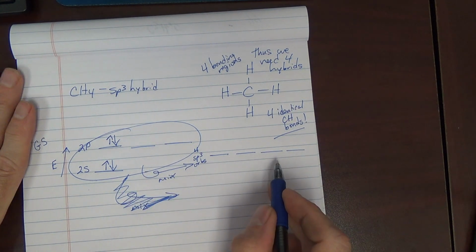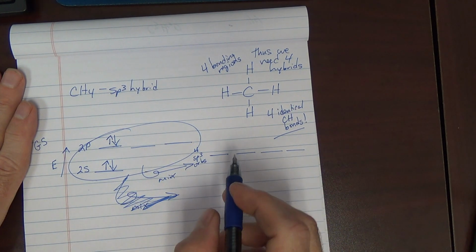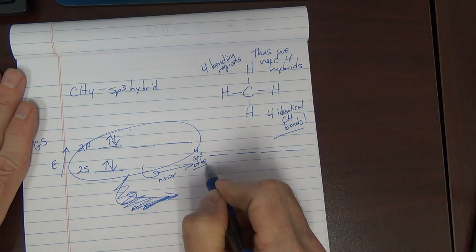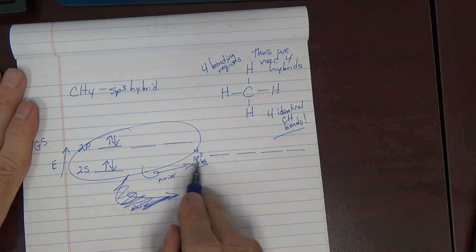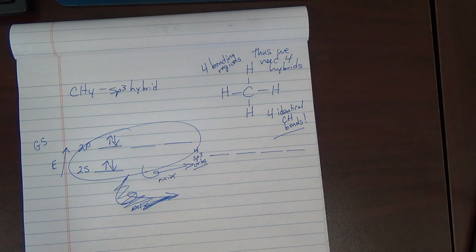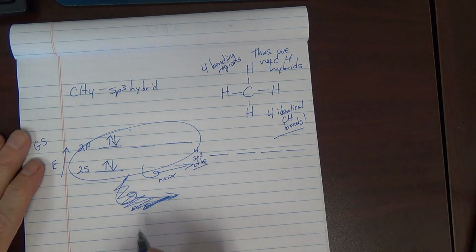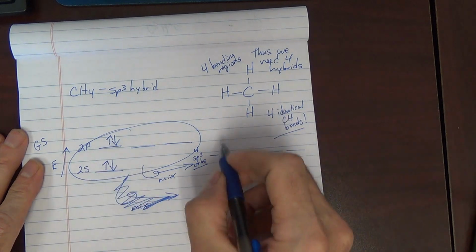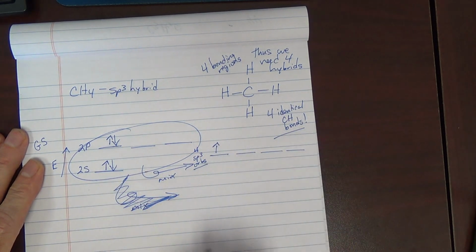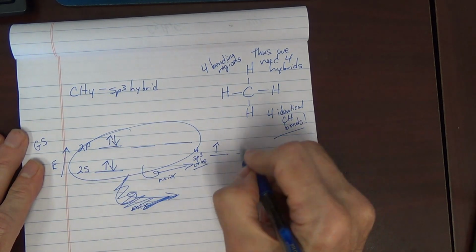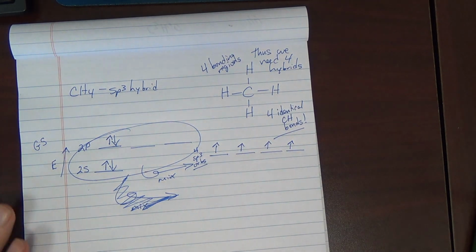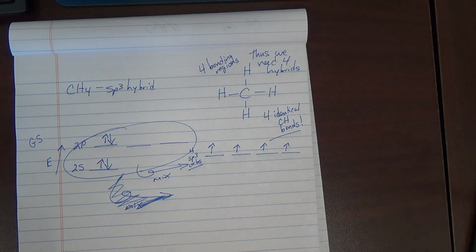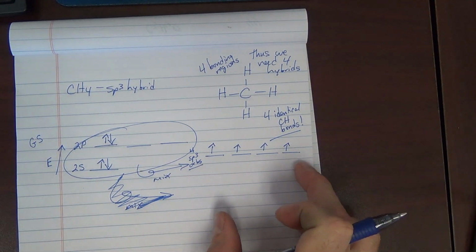I put them on the energy scale here, and we have now 4 sp3 hybrid orbitals. Those are hybrids, they're now mixed. Now we can put the 4 valence electrons here, following Hund's rule, 1 there, and the next one here, the next one here, and the next one here. Now we're ready to make 4 identical bonds.